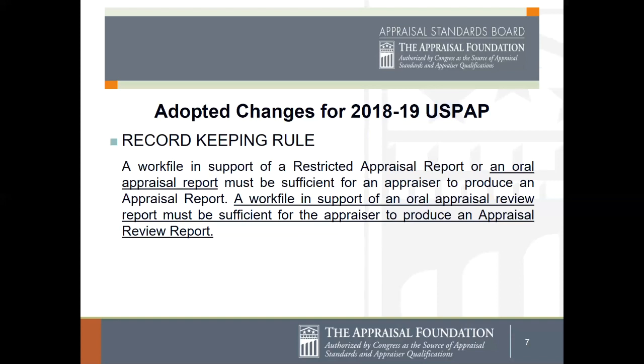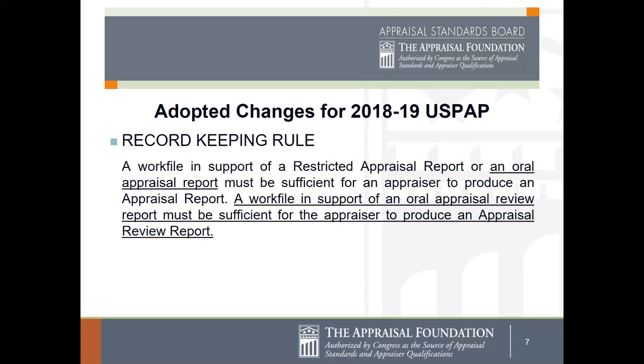And if you think about this, if you remember my last example, the appraiser reported an assignment result to the client and the client canceled the report. The appraiser would have to have had a work file prior to communicating that assignment result to the client.